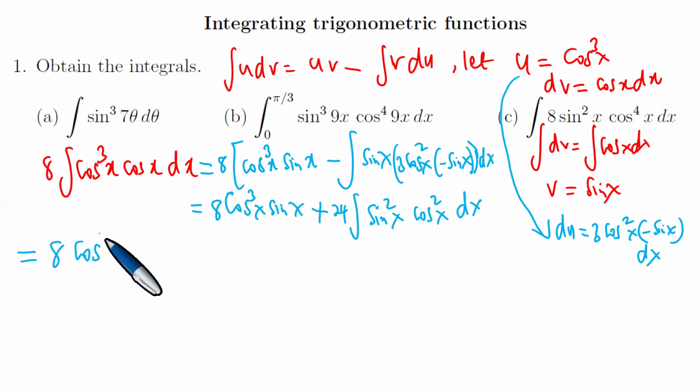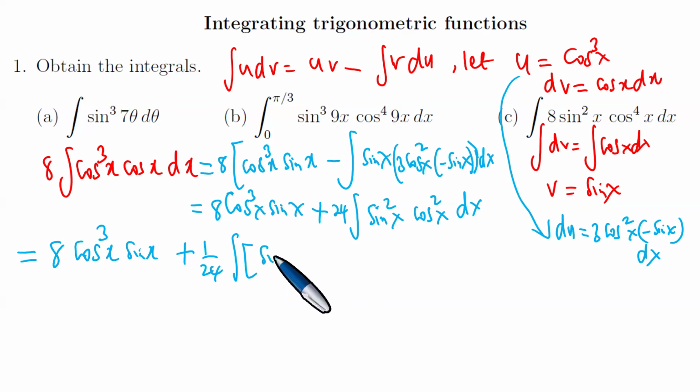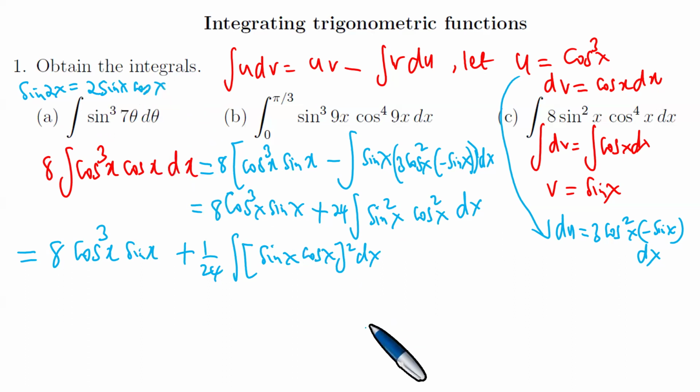So we have 8 cosine cubed x, the sine of x, 1 out of 24. Which means that we can write this one as the sine of x cosine of x squared dx, like so. We just pull out the square to cover everything. And then we remember from high school that the sine of 2x is 2 sine x cosine x. But now the 2 is missing here.